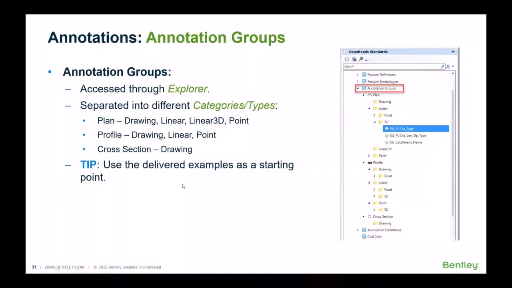Okay, what about the other way to annotate? And that is through annotation groups, also accessed through Explorer. It's divided into different categories, preset already to be like plan, and that could be drawing, which means in the drawing model and sheet. When you create sheets, it can be linear elements, so things like your pipes can have an annotation group for plan. Linear 3D, or points would be like your structures. Those could have an annotation group for plan. And even profile has the same thing, drawing, linear, point, and then cross section at the moment just has for sheets.